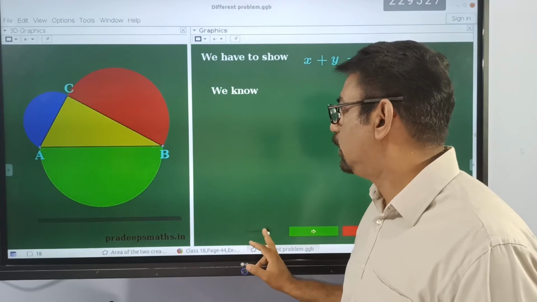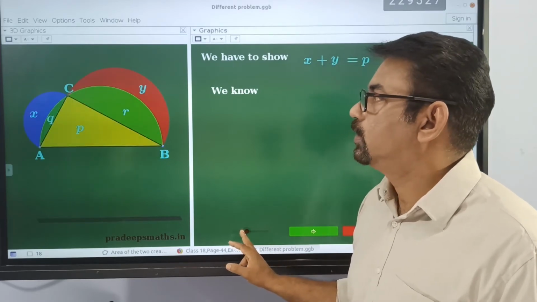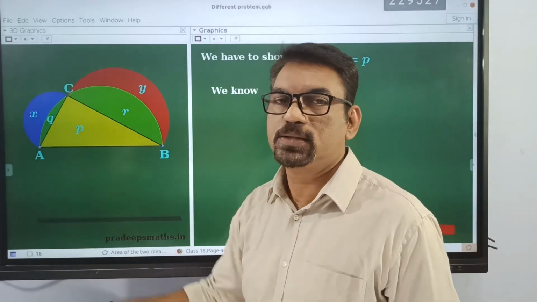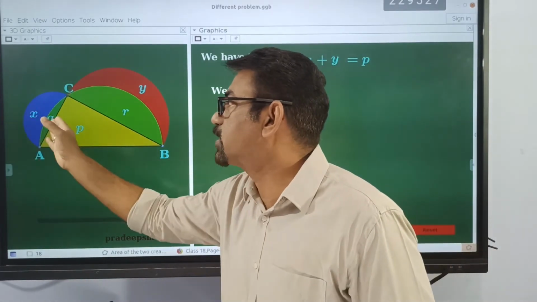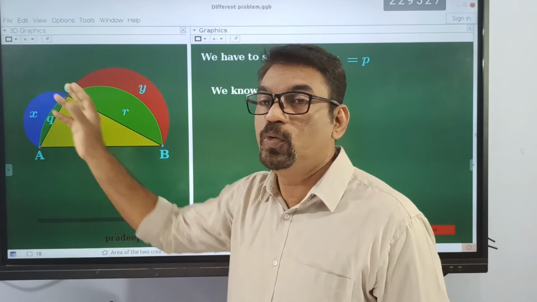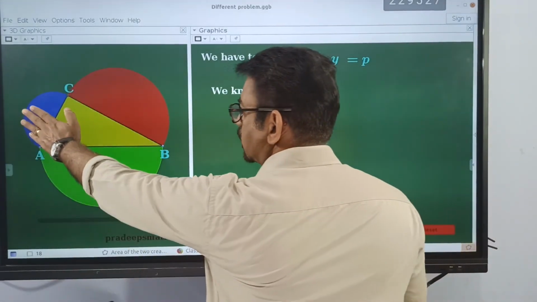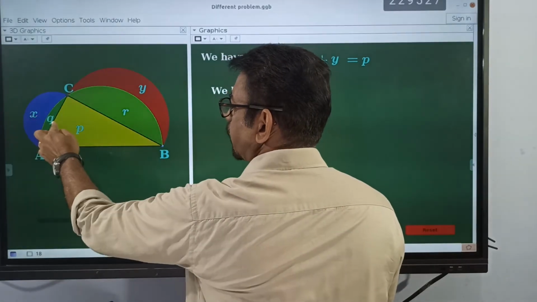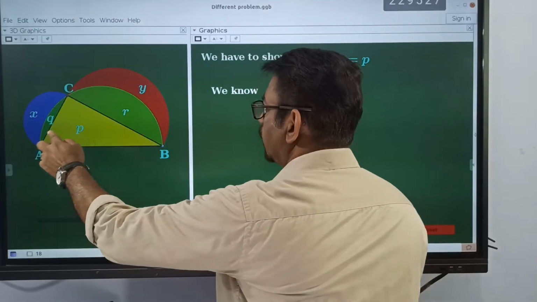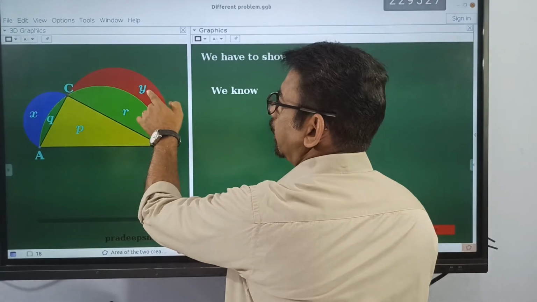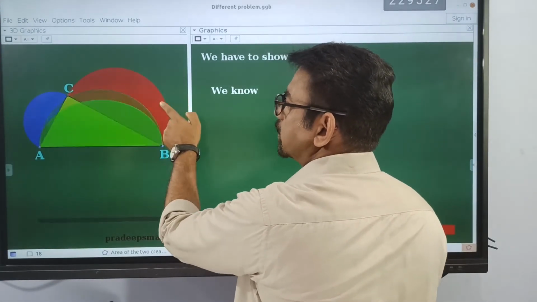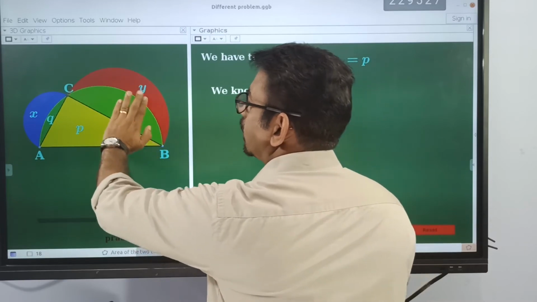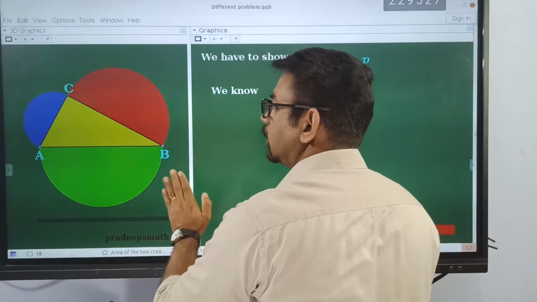For that, see here, if we fold, what is the area of this semicircle? X plus Q is the area of the blue semicircle. Here, this is the blue semicircle, and the total area is split into two parts. X plus Q is the area of the semicircle, and in this other semicircle, the area is Y plus R. Then what is the area of this green semicircle?